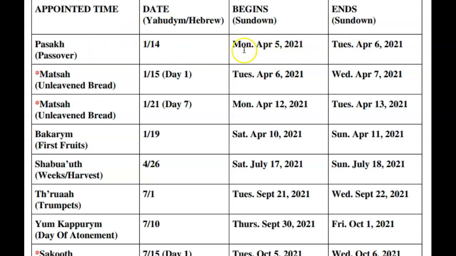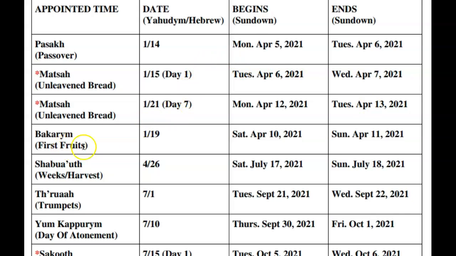So Passover will be from the evening or sundown Monday, April 5th, 2021, all the way until sundown Tuesday, April 6th of 2021. And then you have matzah, unleavened bread. It's important to know that matzah, or unleavened bread, is for 7 consecutive days, and it starts on the evening of April 6th, 2021, going all the way until April 13th of 2021. So it's a 7-day festival appointed time.